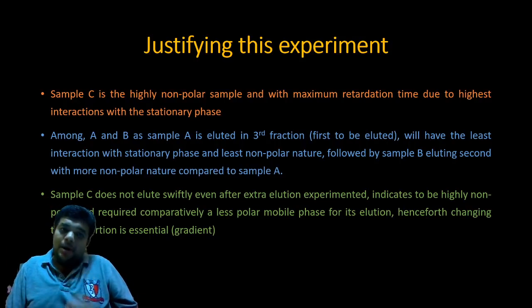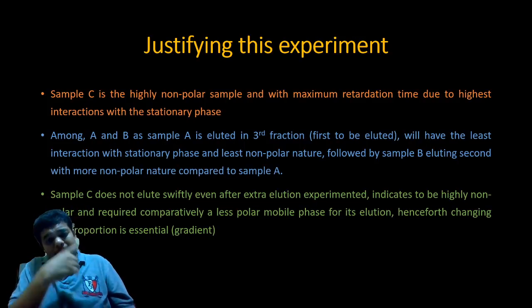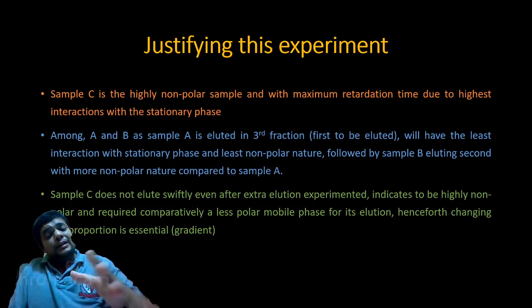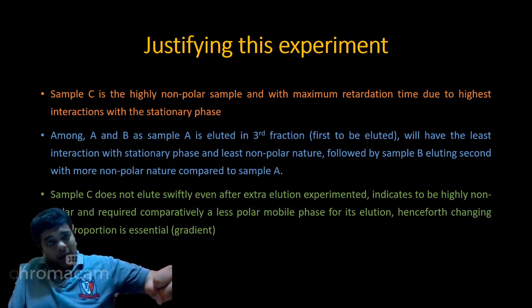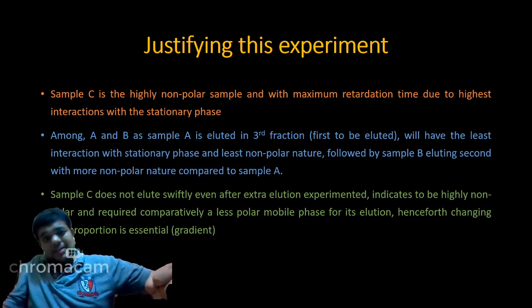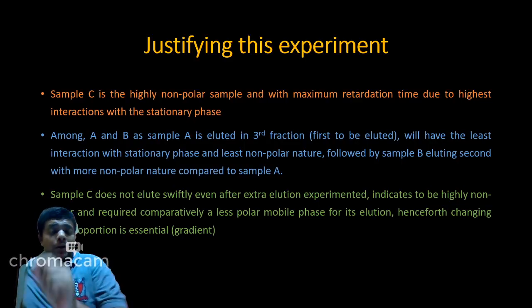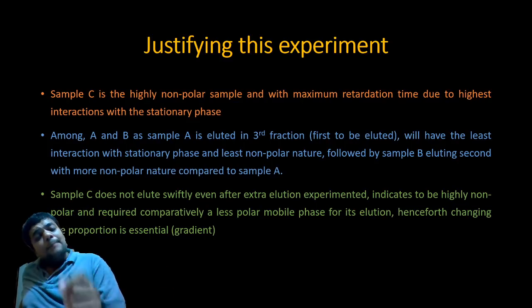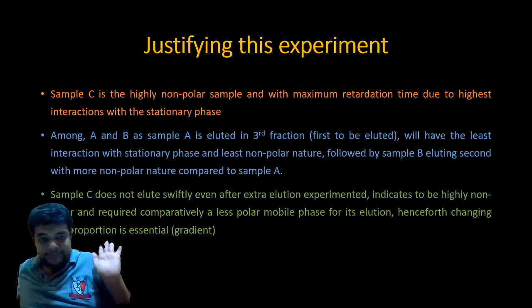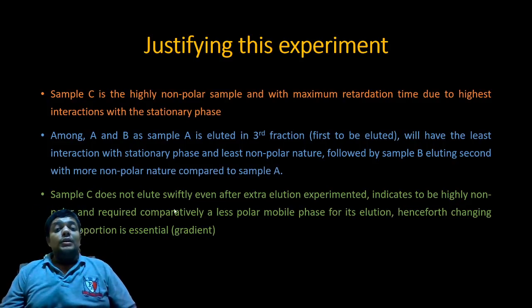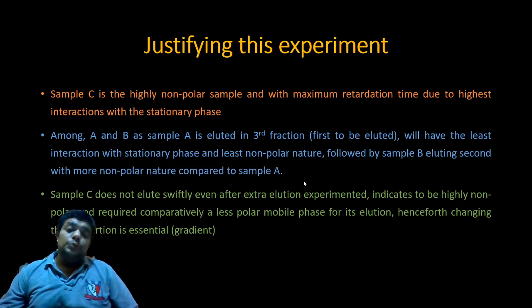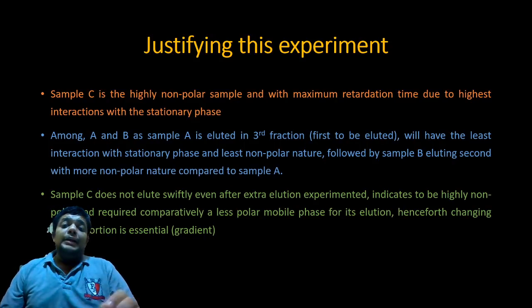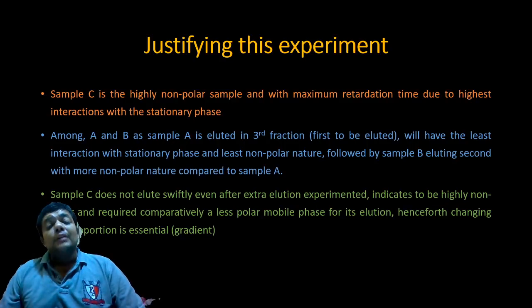Again, for the last time. Among A and B, as sample A comes out first, and the stationary phase is C18 non-polar reverse phase, it will catch non-polar but will not catch polar or less non-polar. So A is coming out quickly, so it is less non-polar or more polar. B is coming out next, so B is comparatively more non-polar than A. Sample C does not elute swiftly, even after extra elution, which indicates it is highly nonpolar and requires a comparatively less polar mobile phase for its elution.